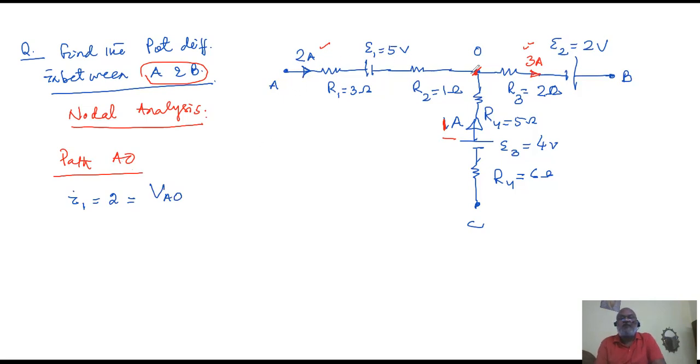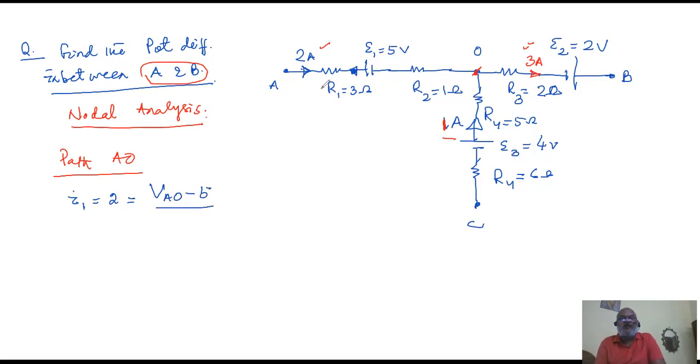VAO, because the branch is from A to O. And then the battery is there. The battery's own current, as you have learned, will be opposing the 2 amperes. So thereby the battery is in a negative role. So we say that is -5.